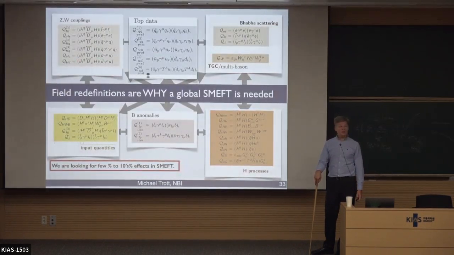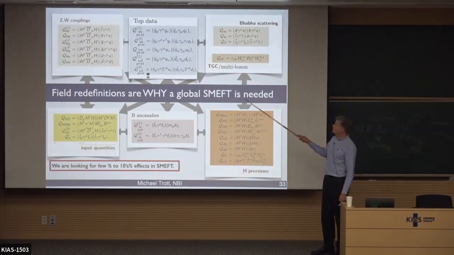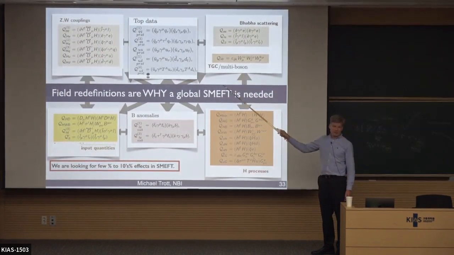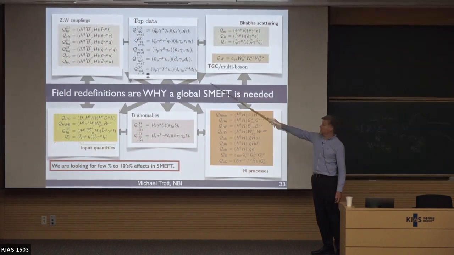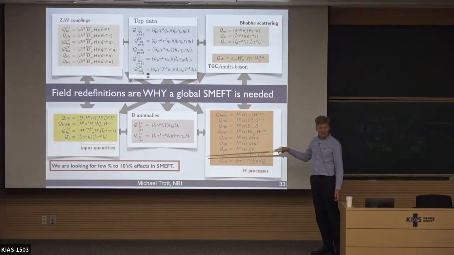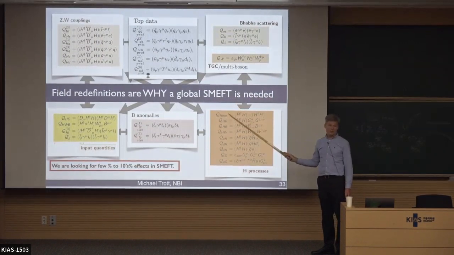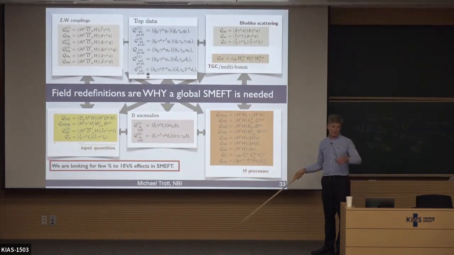Okay, but this tells you that you need to do a global program. By choosing field redefinitions, you can move around some of the operator forms. You can get rid of some things that appear in some class of measurements and move them into another place. It's only when you combine a whole set of measurements that you actually get a meaningful closure in terms of the parameters, measuring inputs and getting to outputs.